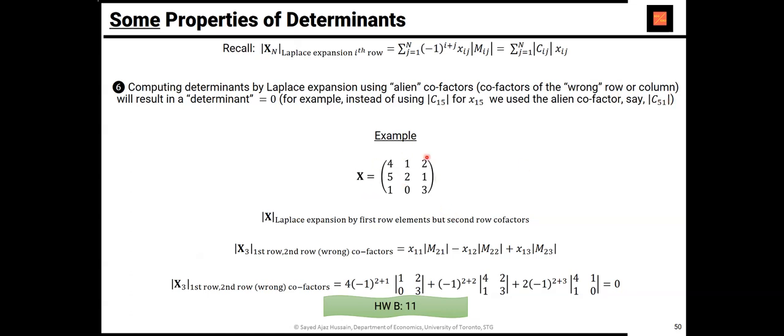So I'm going to now compute the determinant of this matrix. I'm going to expand by the first row, but I accidentally use the second row's cofactors. So you can see that what I've done is wrong here, right? Because if I expand by the first row, this should have been x11, that's correct, but this should have been m11, not m21. And if I use the wrong cofactors, I notice that the determinant is always going to be equal to 0. This is a general result. Use the wrong cofactors, and the determinant will always be 0. This is something we'll need for knowing how to invert a matrix in our next lecture. Thank you.